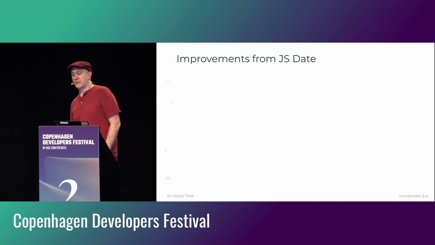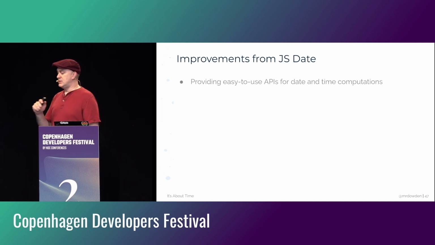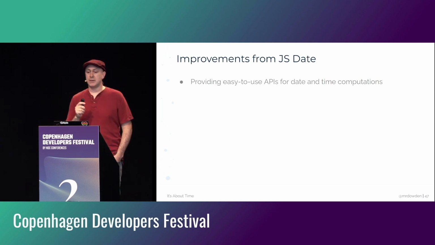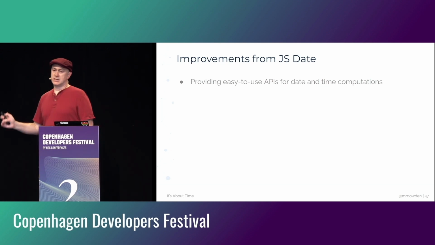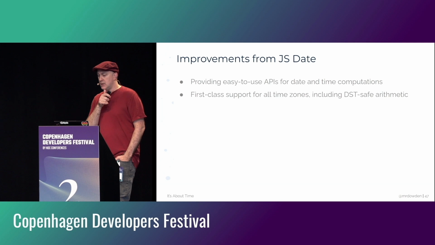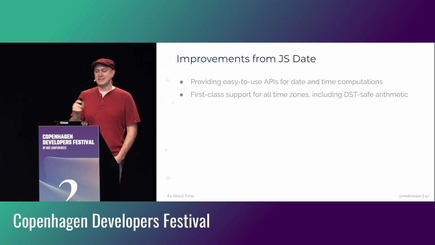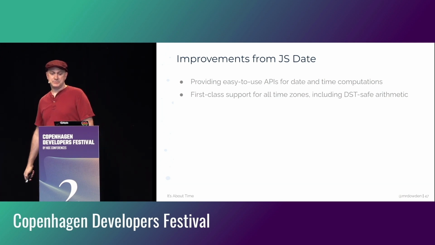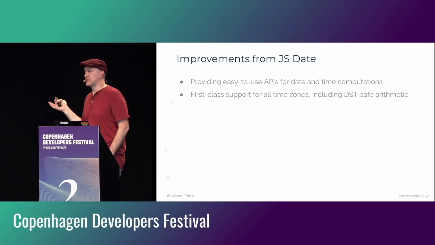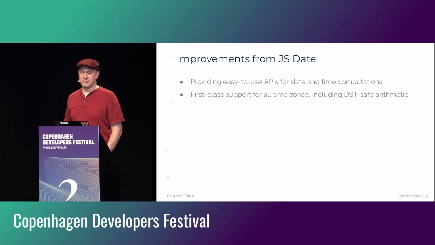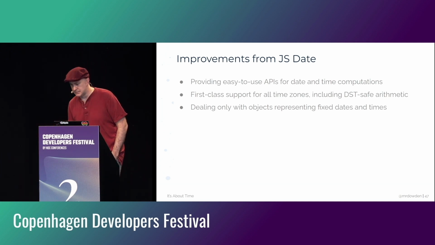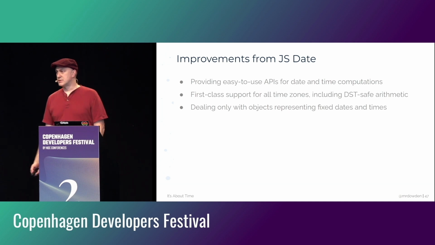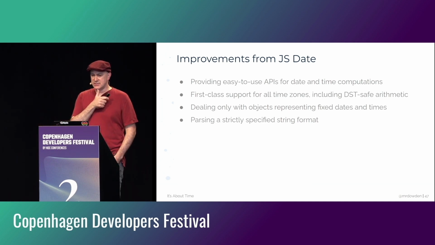Here are some of the improvements from JavaScript. It provides easy-to-use APIs for the date and time computations so that unlike the JavaScript date, which basically does no computational work for us at all, it's going to actually provide that functionality. First-class support for time zones, including DST-safe arithmetic. That's good. Now, Luxon does all these same things for us, but it would be useful to have this built in, right? Dealing only with objects representing fixed dates and times. In other words, well, I'll get into what that means exactly in just a second.